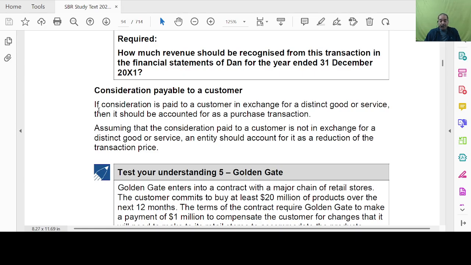So what they are saying is it should be accounted for as a purchase transaction, and otherwise as a reduction of the transaction price. Whatever I am paying the customer or the retailer will be deducted from the transaction price to arrive at the correct transaction price. These types of things are not normally seen in a sale transaction. You must not have come across these types of adjustments in a sale transaction. So that is why we have to do each one of them in detail. We have to take up examples based on this, and we have to solve the problems.